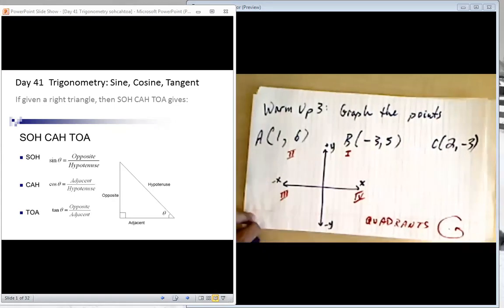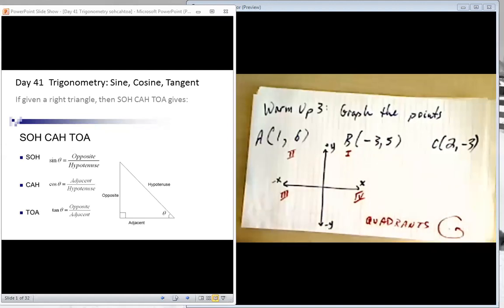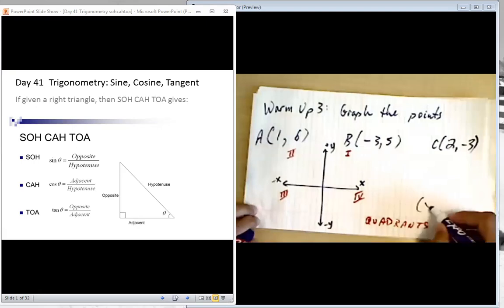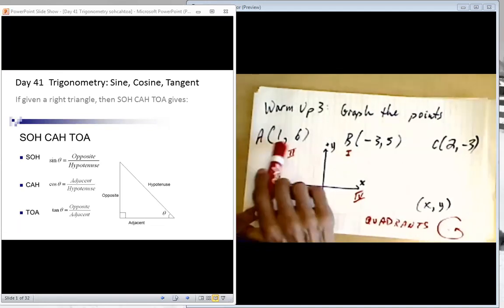Looking at these coordinates, what's the first number represent? X is true. First number is always going to represent X. And then the second number, Y. Okay, not bad. So this point here, 1, 6, point A.